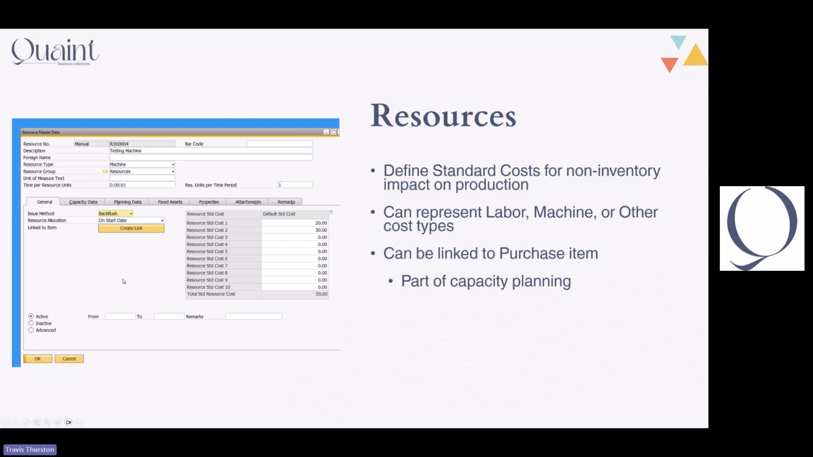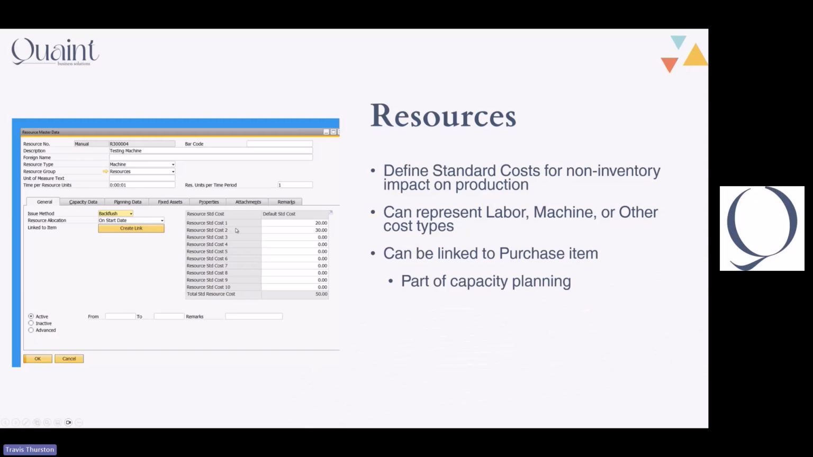And when you do a create link on the purchase item, it actually creates a purchase-only item in your item master that's linked to this resource. That becomes part of the capacity planning, which I'm not going to jump into in depth here, but it is something that SAP can support. And that's what that refers to.